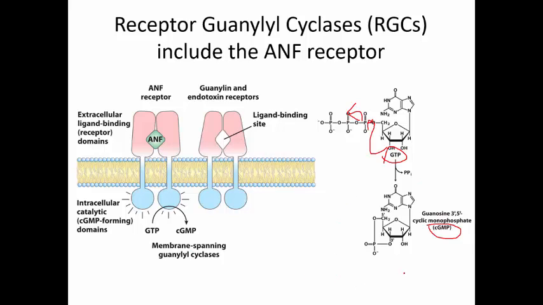cGMP can then go and act downstream. This is going to be a second messenger, of course, and do a whole bunch of different things, apparently including in the heart, affecting the osmotic pressure.